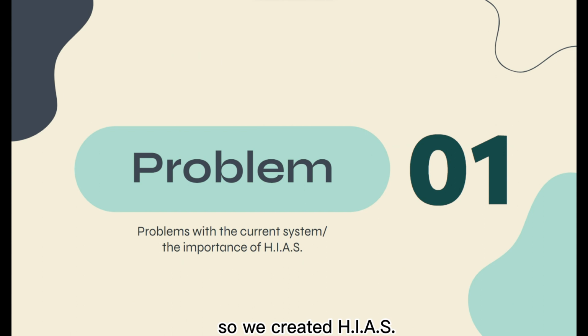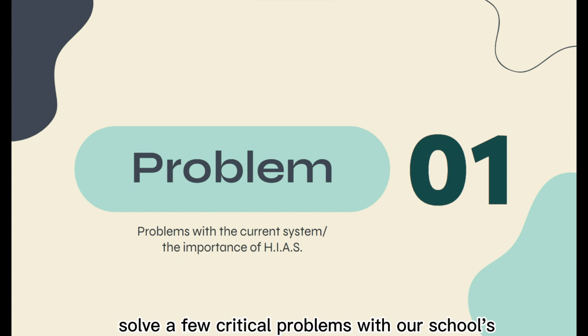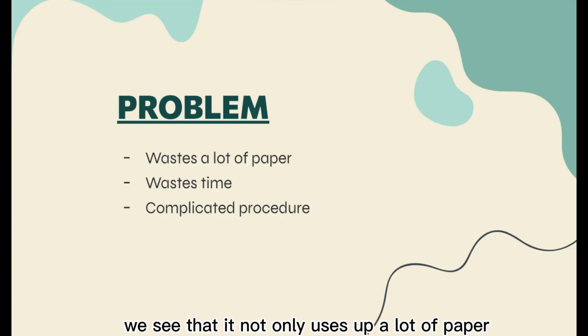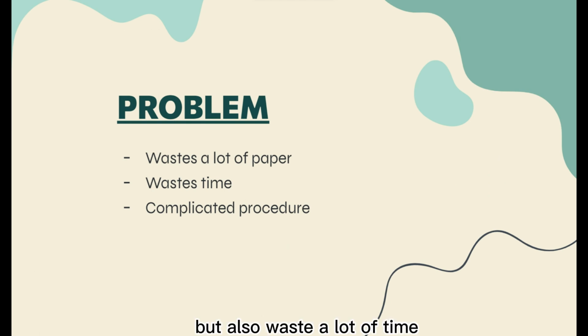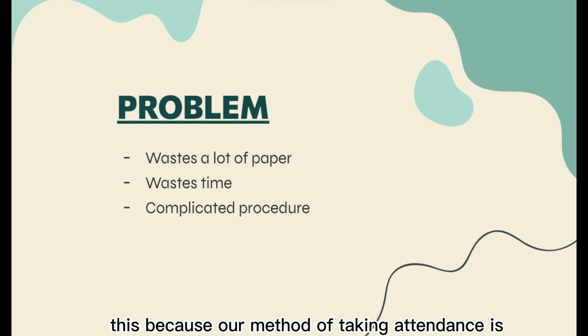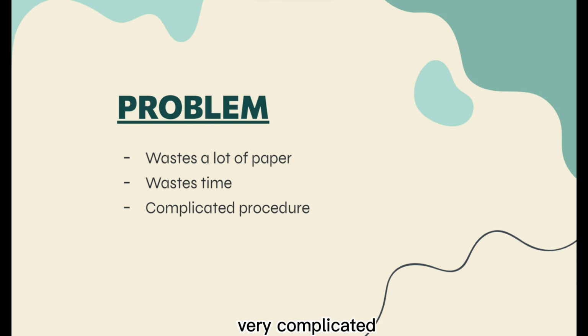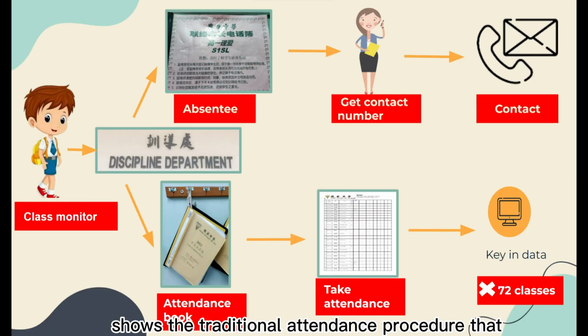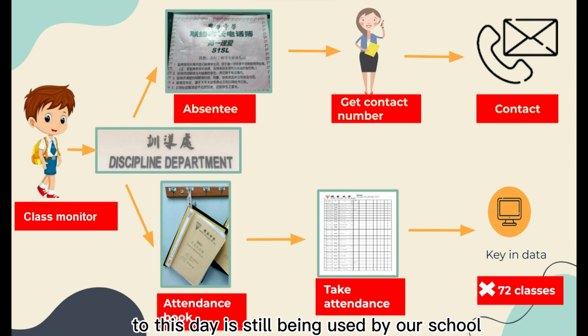So we created HIAS as a way to solve a few critical problems with our school's attendance system. We see that it not only uses up a lot of paper, but also wastes a lot of time and effort on a daily basis. This is because our method of taking attendance is very complicated. This chart shows the traditional attendance procedure that to this day is still being used by our school.